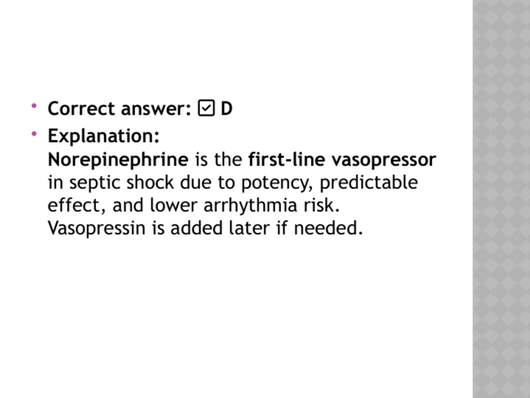Vasopressin, on the other hand, isn't typically used right away. Instead, it's added later if needed, usually when norepinephrine alone isn't enough to maintain adequate blood pressure. Understanding this sequence helps us optimize patient management, using the most effective and safest options first, then adding other vasopressors as necessary. This approach aligns with the overall theme of evidence-based, targeted therapy in septic shock.